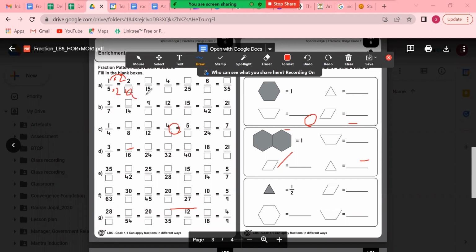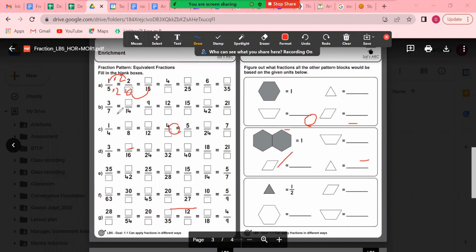Now 10 and 15, what's the ratio? You have to see again, and write that number. So you have to fill the equivalent fractions here. So 7 twos are 14, 3 twos will become 6. You have to keep filling. Now you have to see the relation between this and this. Is there a relation between this and this? Then is there a relation between this and this? That way you have to fill this table.